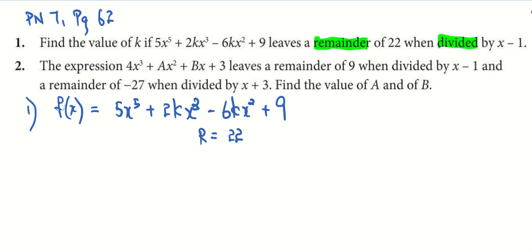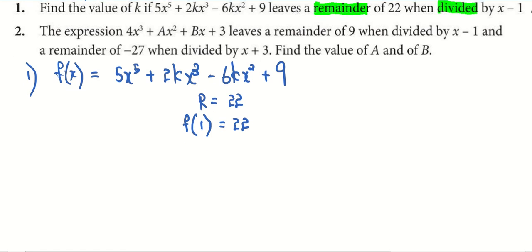This is a backward problem. Okay? You are not finding the remainder. You are using the remainder to find the unknown k. So, I need to substitute the value of 1, which is what the remainder theorem is about. Am I right? And this is equal to 22. So, what does this mean? I must put all my values of x to be 1.